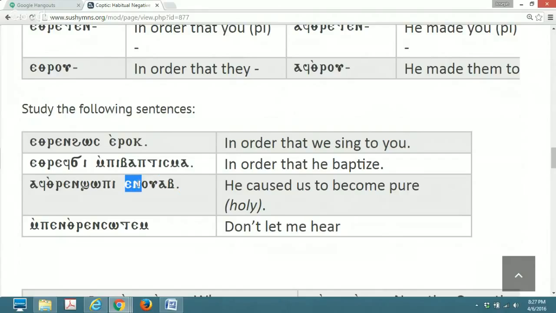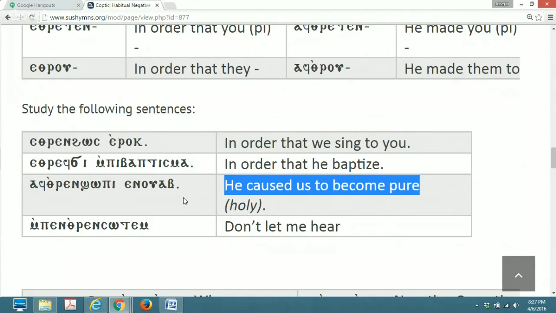So that's what it means. You basically add -ing to the verb. So we being holy. So of Etheren Shopi, he caused us to be, or he caused us to exist, or he caused us to live, we being holy. So in other words, he caused us to become pure or holy.